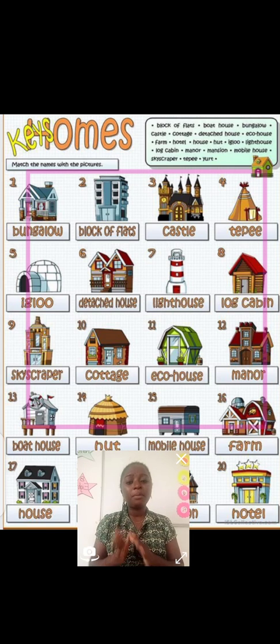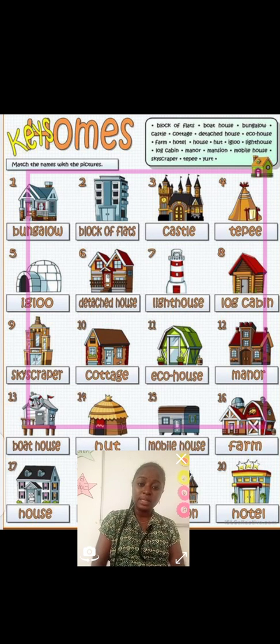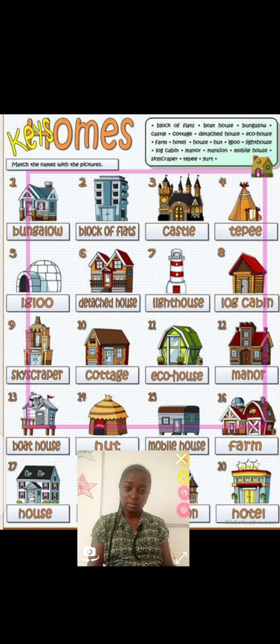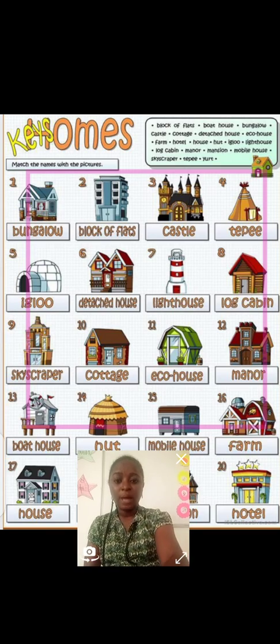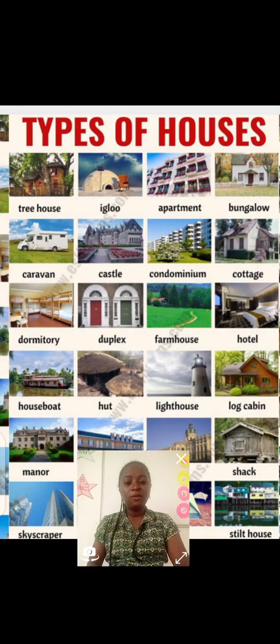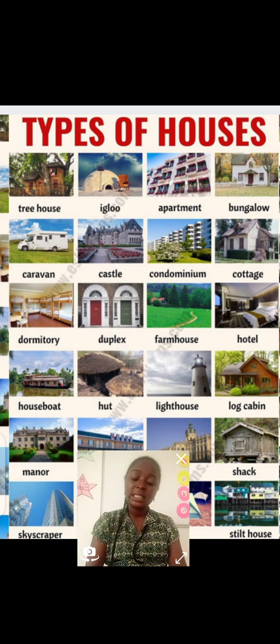Now we have a farmhouse. A farmhouse is a type of house that you can find on a farm. Mostly, when people that are farmers go to the farm, they sleep in the farmhouse. Is that okay? And then we have a hut. It's Fulani people that take care of cattle, cows. They usually stay in a hut.